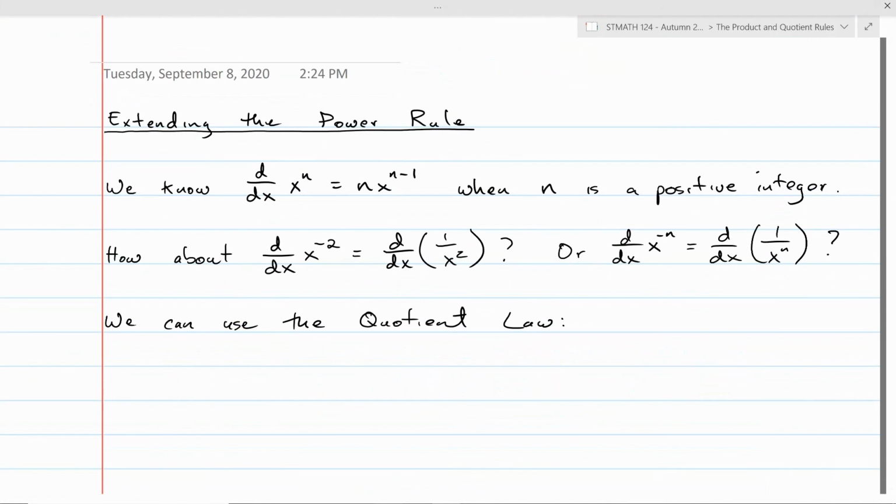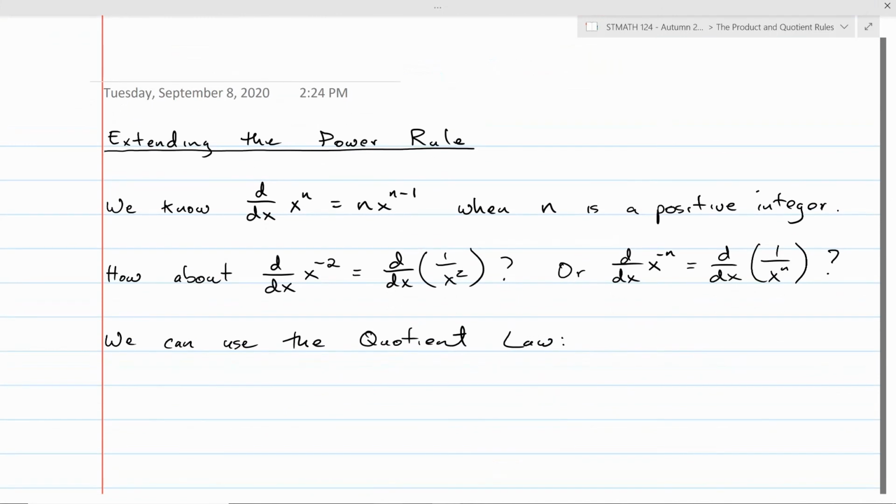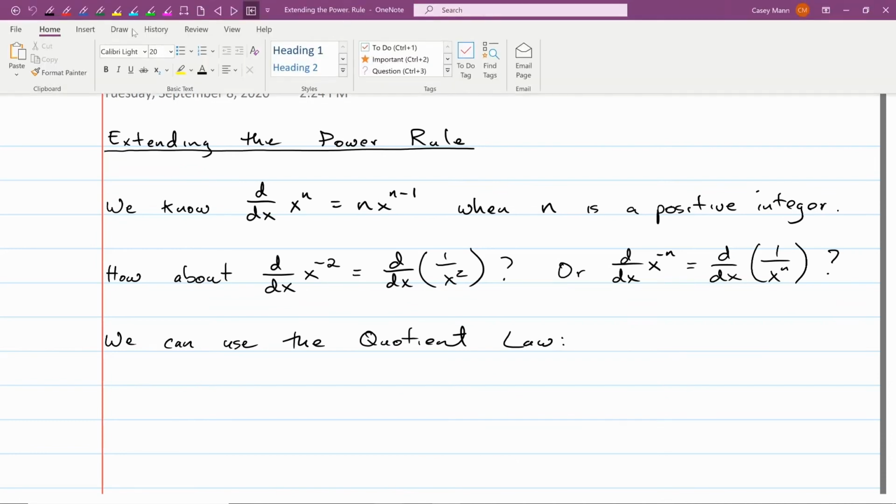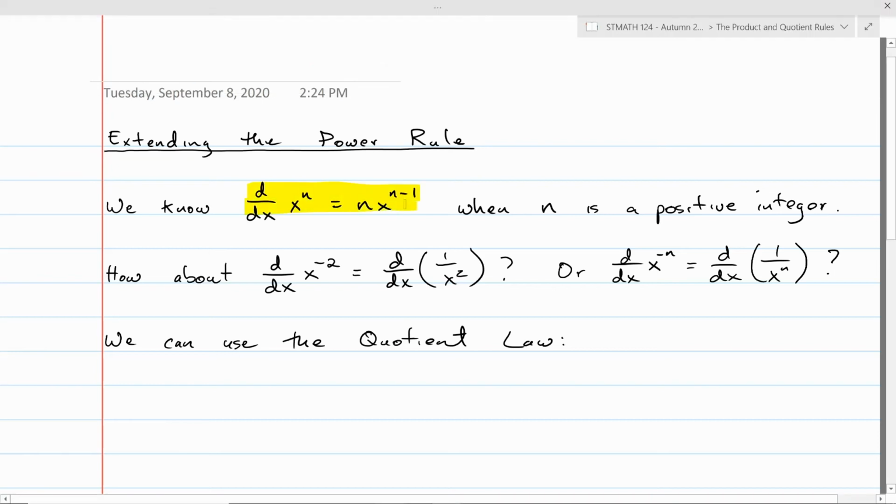So now that we have the quotient rule, we can actually extend the power rule so that we can apply it to powers of x where the exponent is negative. So remember, the power rule, this is our current version of the power rule. And the stipulation on it when we introduced it was that n had to be a positive integer.